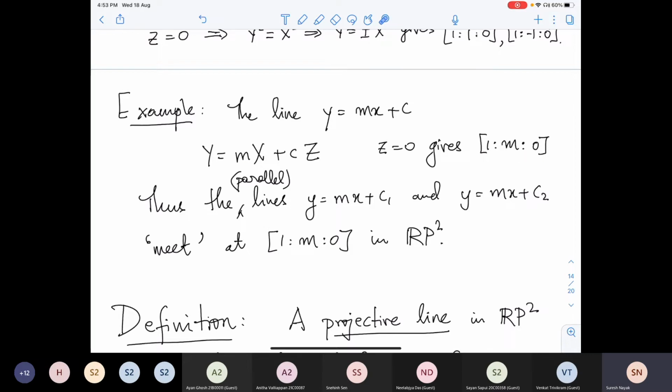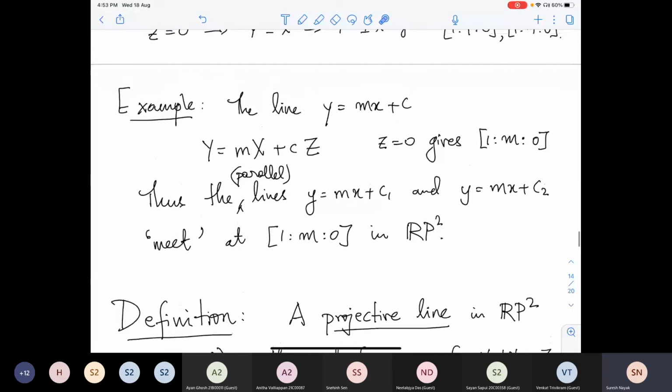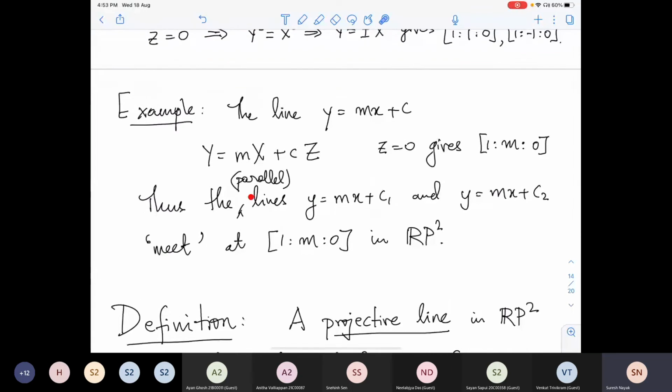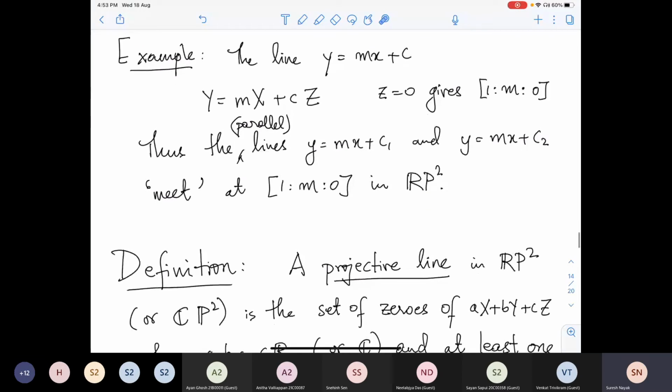That tells you something interesting. The value of c was not important. The value c doesn't play a role here at all, which is in fact one of the motivations for this. So all parallel lines, y equal to mx plus c1 and y equal to mx plus c2, when you extend them to the projective plane, they will all meet at this point at infinity, 1:m. They all meet at infinity. So all parallel lines meet at infinity. That was in fact the motivation behind this thing.